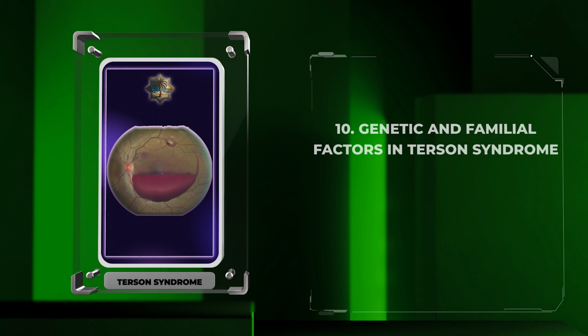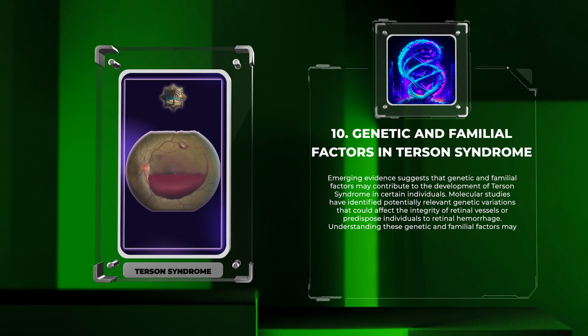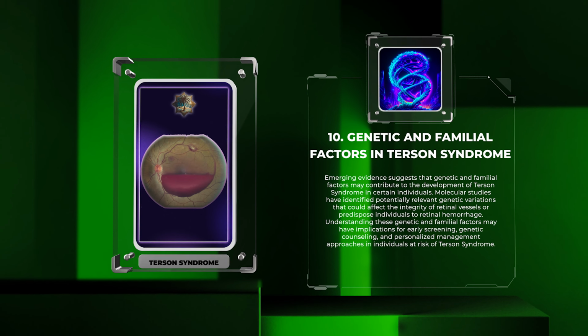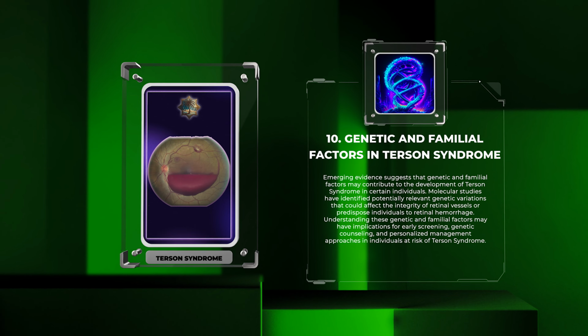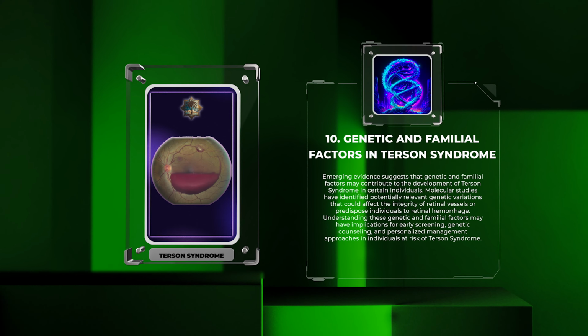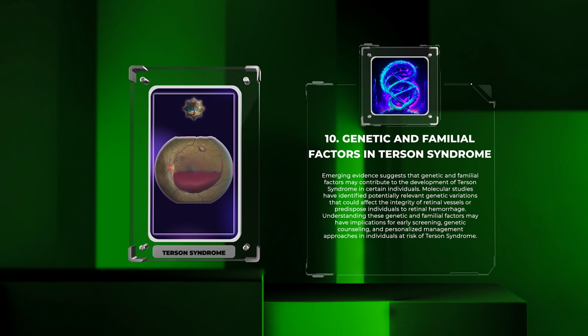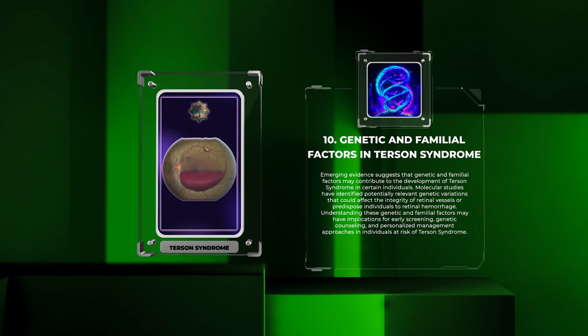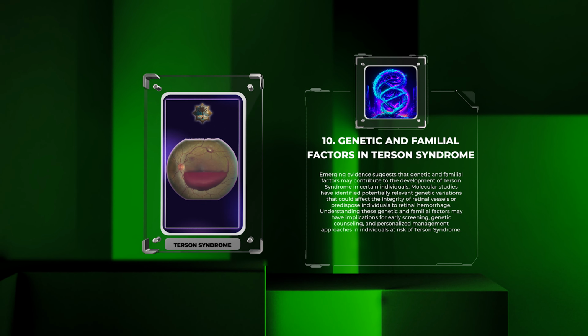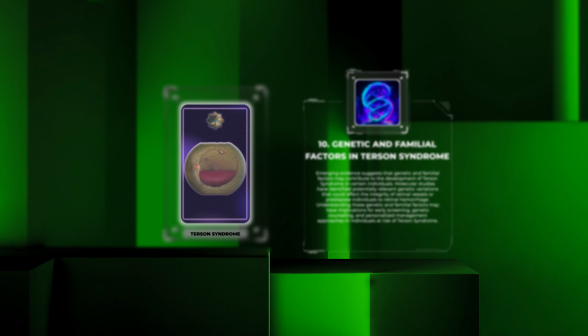Emerging evidence suggests that genetic and familial factors may contribute to the development of Terson syndrome in certain individuals. Molecular studies have identified potentially relevant genetic variations that could affect the integrity of retinal vessels or predispose individuals to retinal hemorrhage. Understanding these genetic and familial factors may have implications for early screening, genetic counseling, and personalized management approaches in individuals at risk of Terson syndrome.